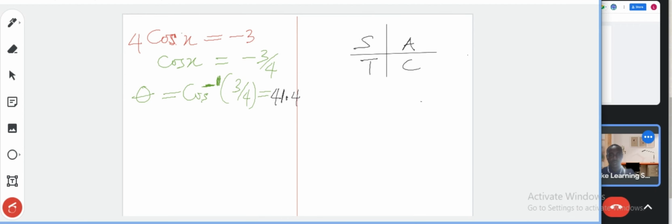So we have found what theta is, and we know our All Students Trust Cambridge: all positive, sine positive, tangent positive, cosine positive. All right, so we got 41.4. So let's begin to look for the angle we are looking for. It is -1 for cos. So you look for where cos is negative. Where are the places where cos is negative?